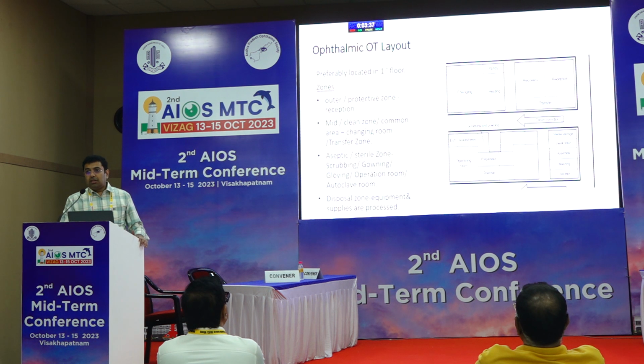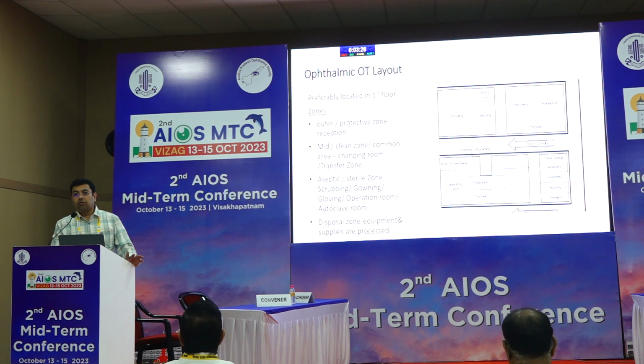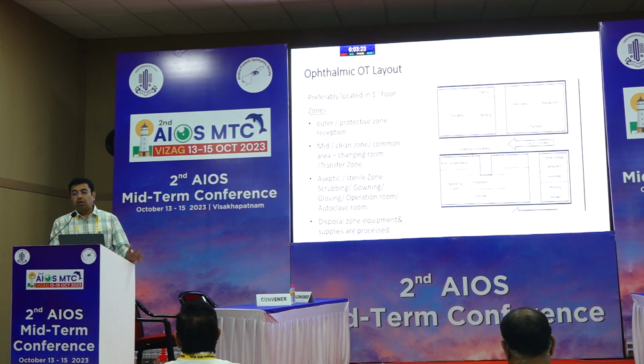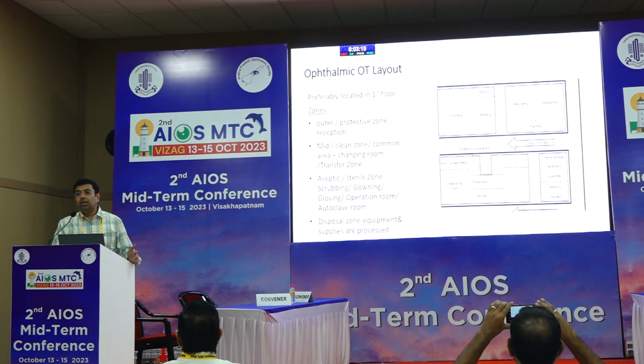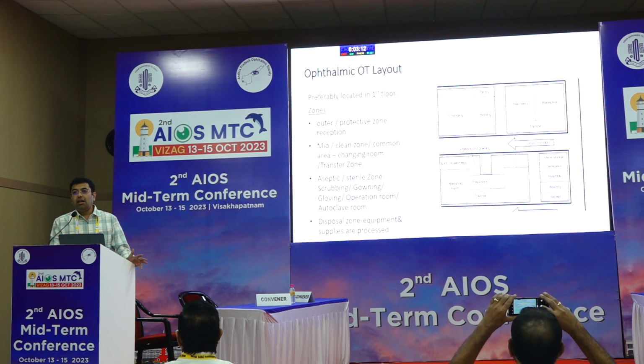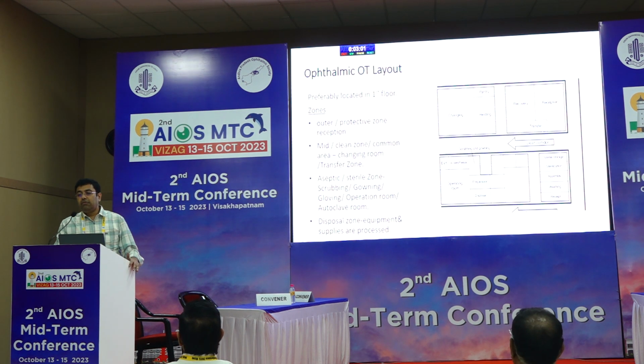So coming to the first thing, how you should have an ophthalmic OT. Suppose you are planning to construct a hospital, you should see that your ophthalmic OT and your OPD services are not on the same floor. Your ophthalmic OT should be away from your ophthalmic OPD services. Why? Because the number of personnel in an ophthalmology OPD will decrease the air quality, and this might increase the infection rate. So your ophthalmic OT should always be away from your OPD services. Preferably, it should be on the first floor.